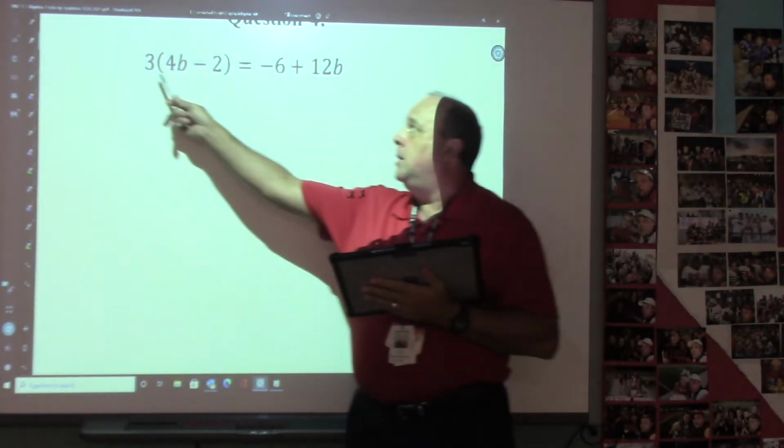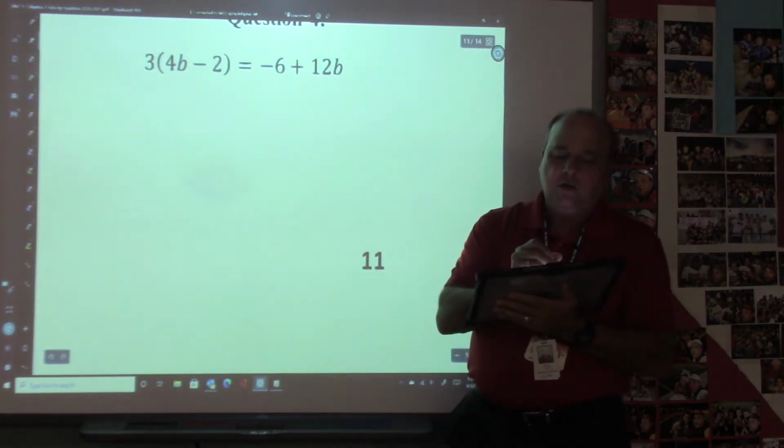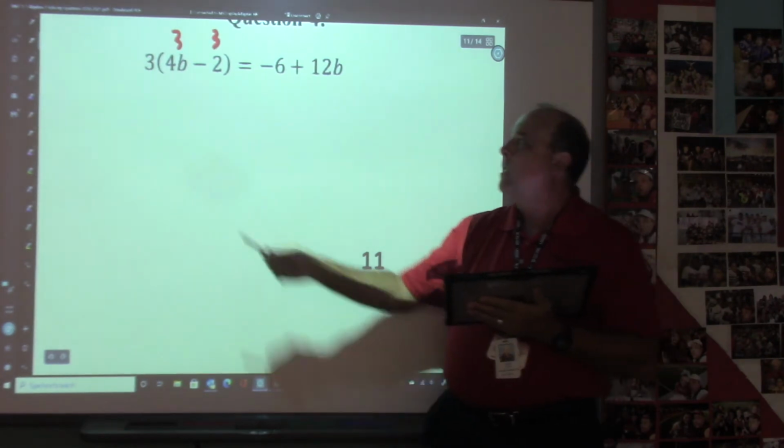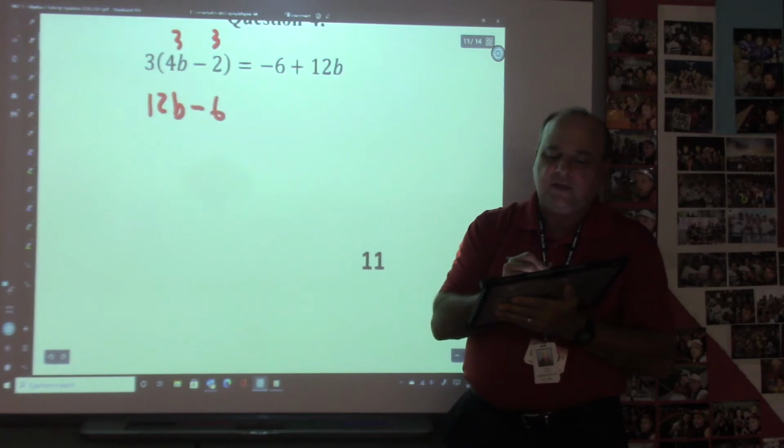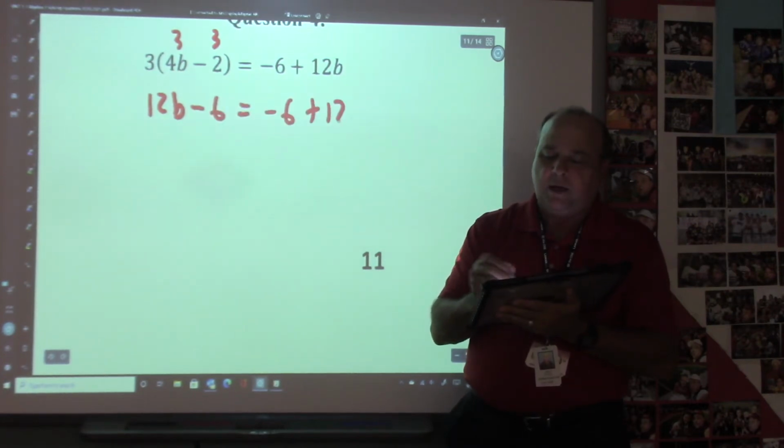On the next one, our Bluebell truck is right here. It's a 3. So I'm going to distribute the 3. 3 times 4b is 12b. Minus 6 equals negative 6 plus 12b.